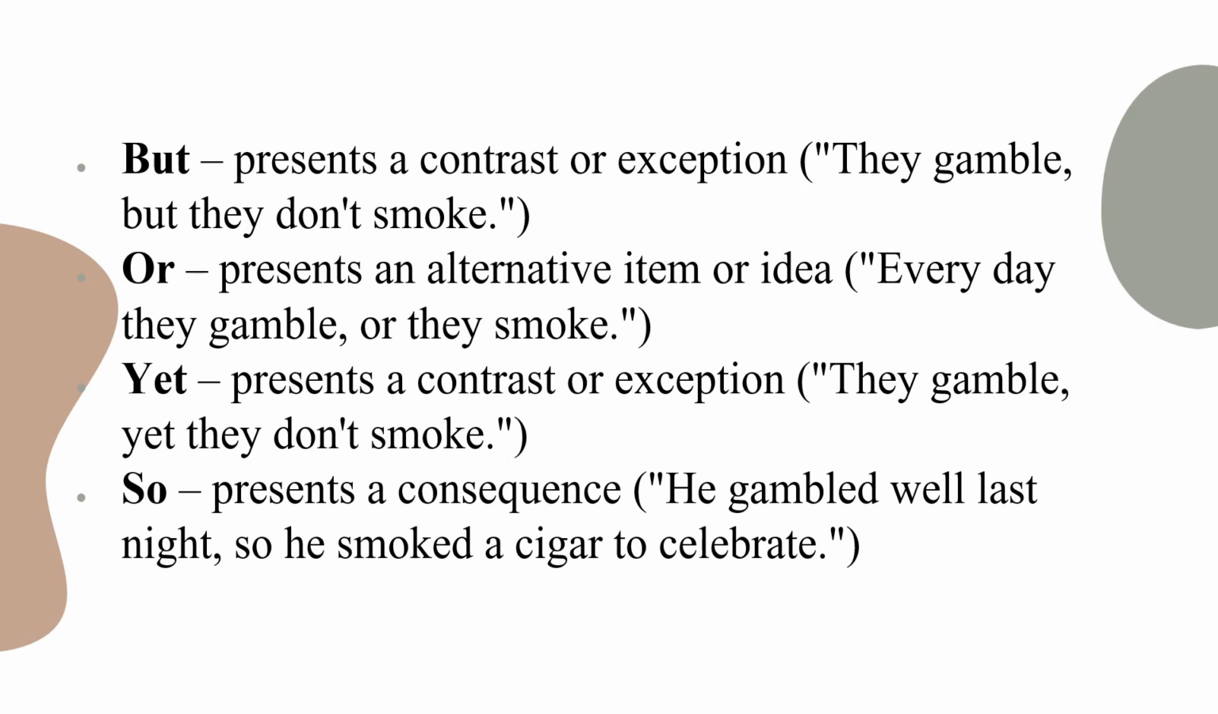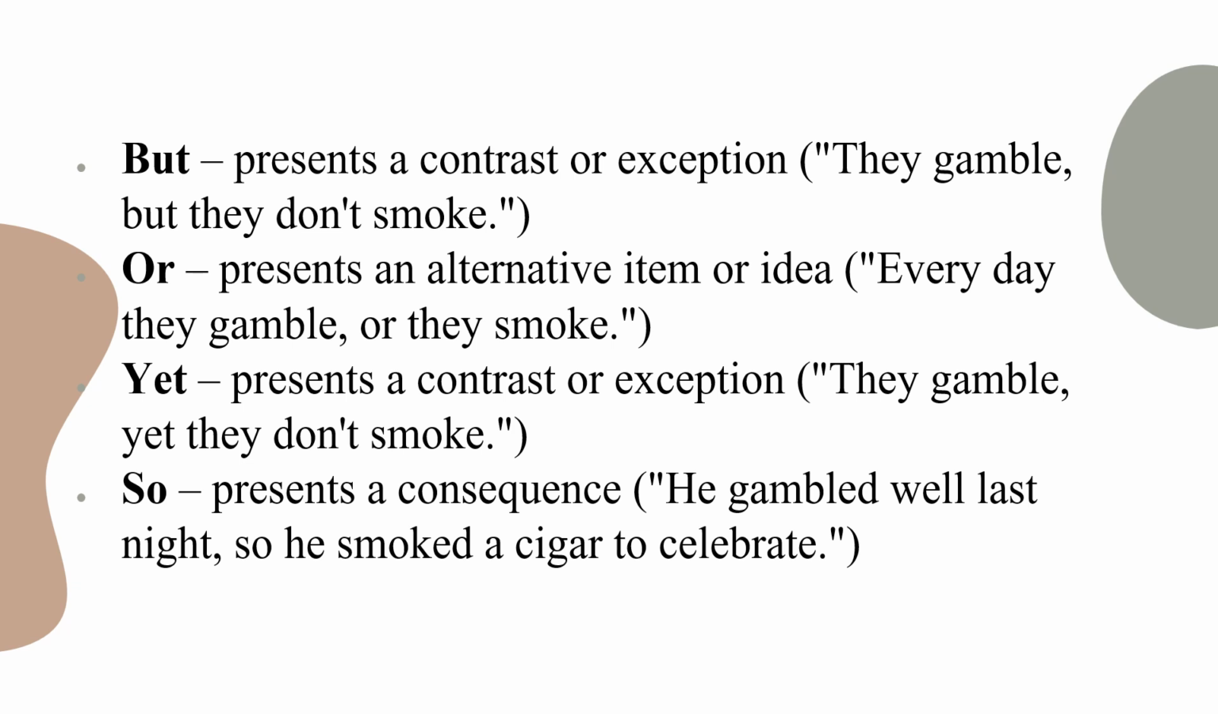In the next slide, we can get some other examples too. First comes but. But presents a contrast or exception. "They gamble, but they do not smoke." Here, two completely different ideas have been presented. These are two different independent clauses representing two contrasting ideas. Both ideas are completely different from one another, as a result of which they have been joined by the word but.